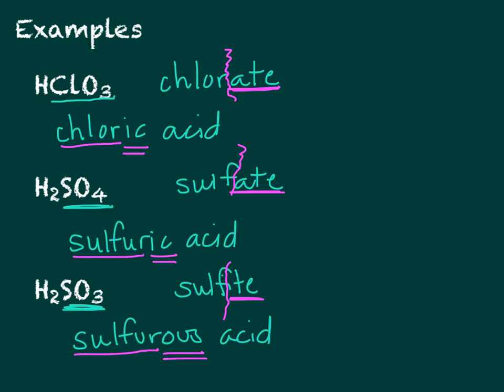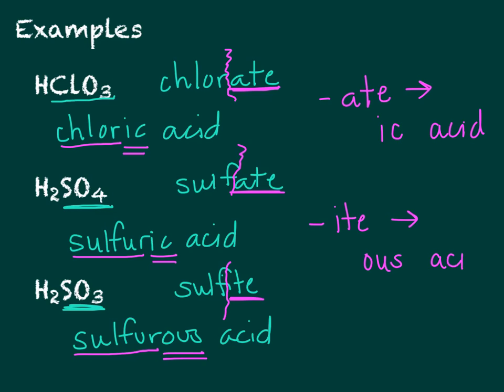So just to recap, if we have a polyatomic ion that ends in ATE, we're going to use the suffix ic plus the word acid. And if we have a polyatomic ion that ends in ITE, we're going to use the suffix OUS plus the word acid. Please jot any questions you have down in your notes and ask Mrs. Benke if you need any help.